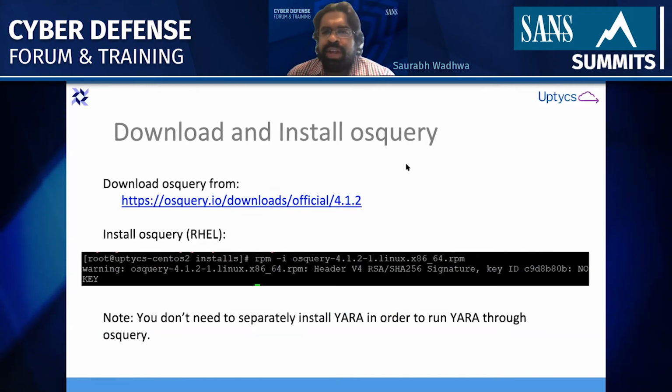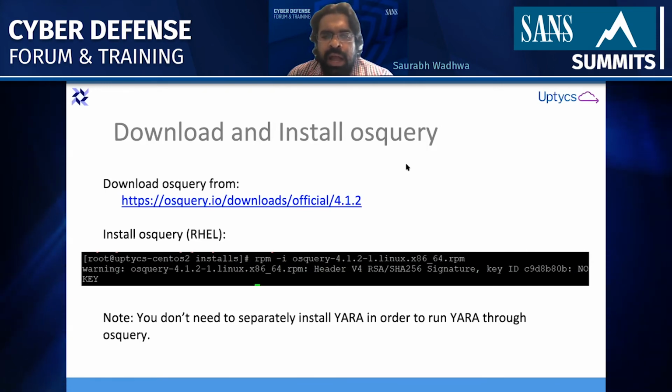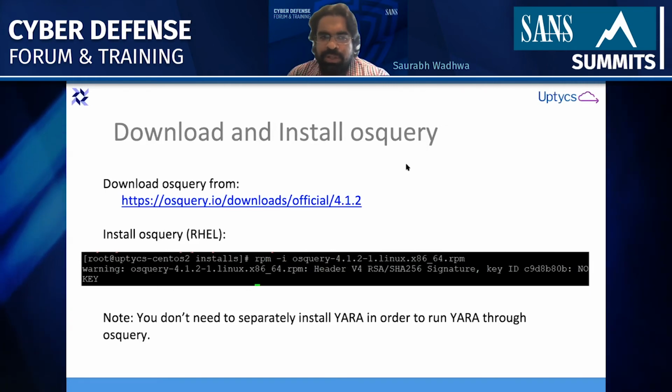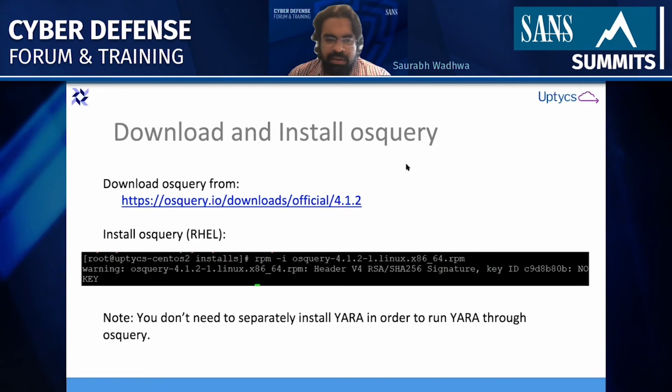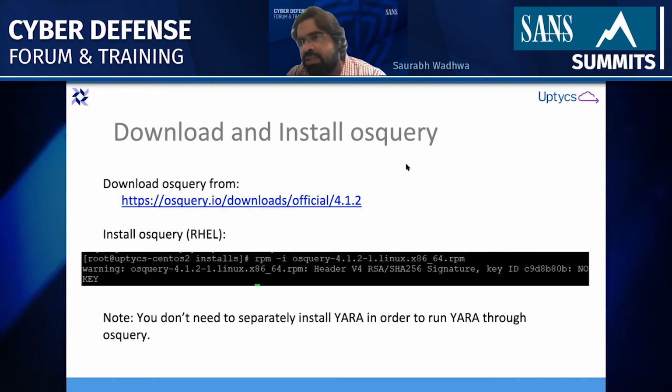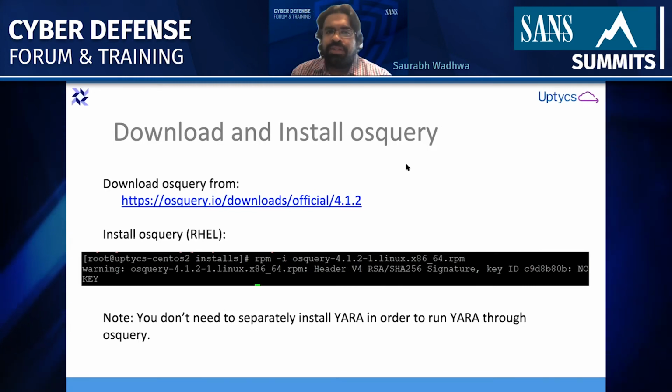Downloading and installing OSQuery is pretty easy and straightforward. It's available on the website osquery.io. Here we ran an RPM file for CentOS, but there are other packages available according to your machines. For Mac OS, Windows, Ubuntu, there are packages available for you to download and install on the OSQuery website. And again, if you note, you don't need to separately install YARA in order to run YARA through OSQuery. Again, saving system resources because they're working in conjunction.